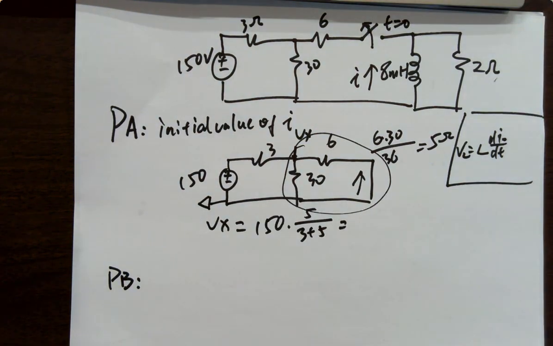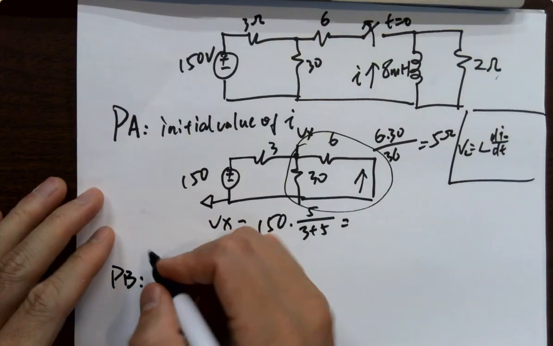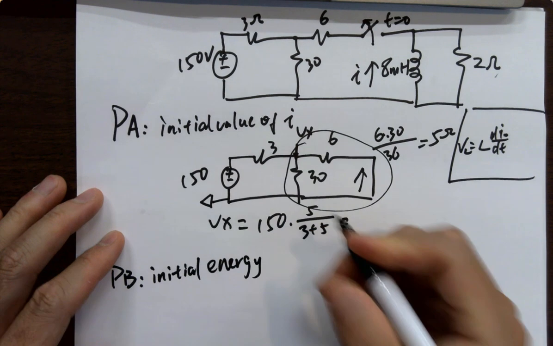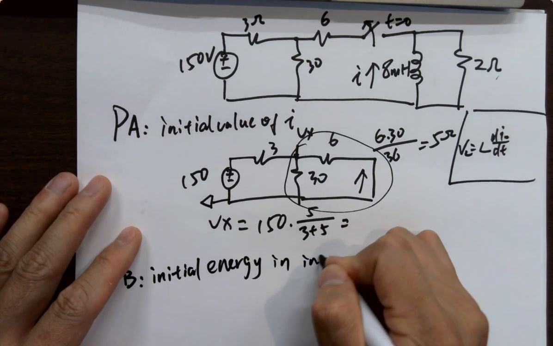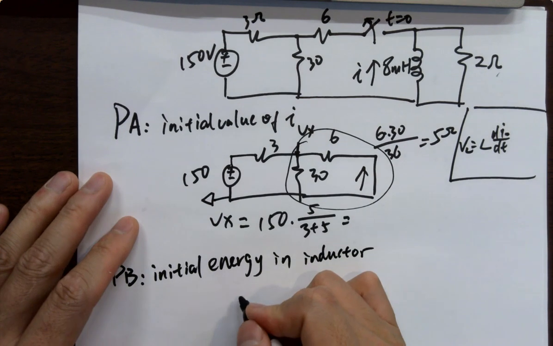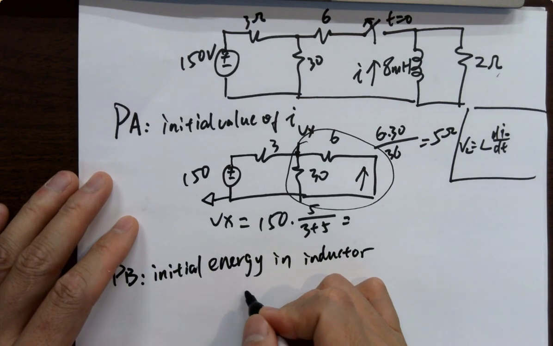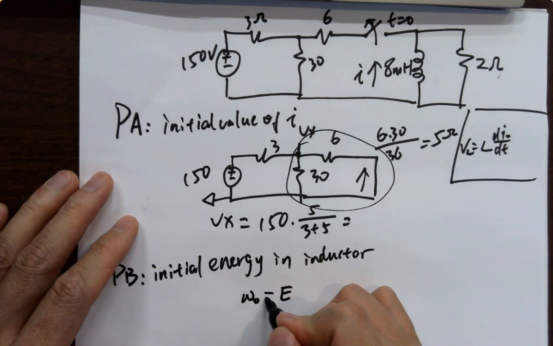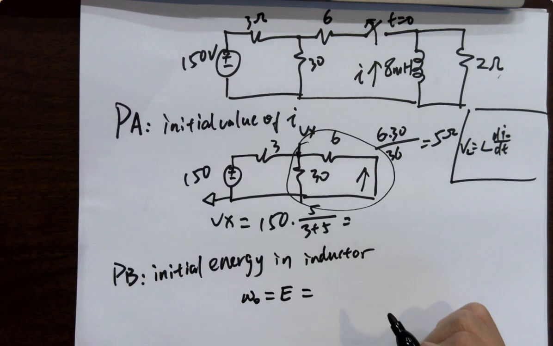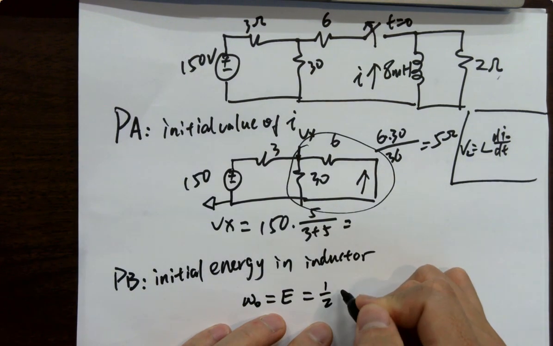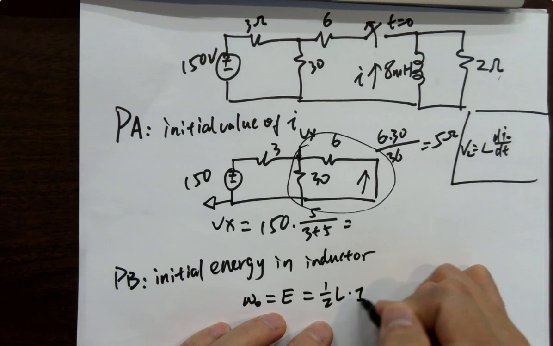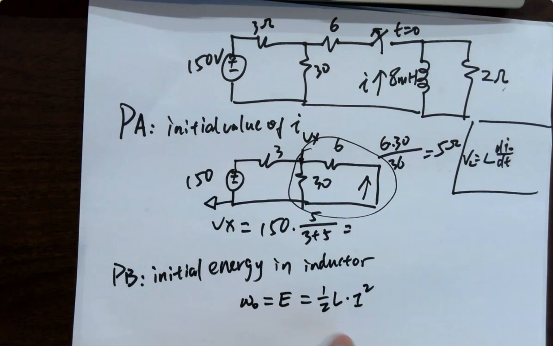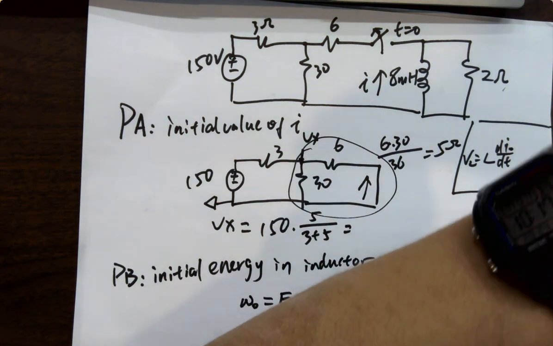Energy. Initial energy stored in the inductor. What's the energy equation? You can use omega 0, or E if you want. Which is a half L I squared, right? So that's the initial current. You got a current, the initial current, and use this equation to calculate it. This is easy.